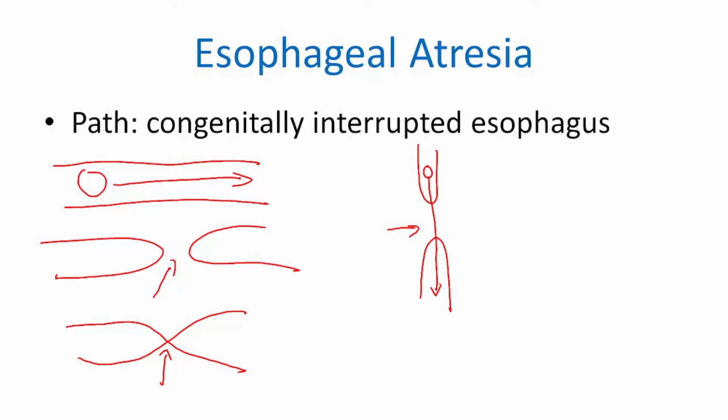This causes food to build up in the proximal esophagus, and when food builds up, it would overflow into the trachea. This is important because this is where the clinical symptoms will occur.